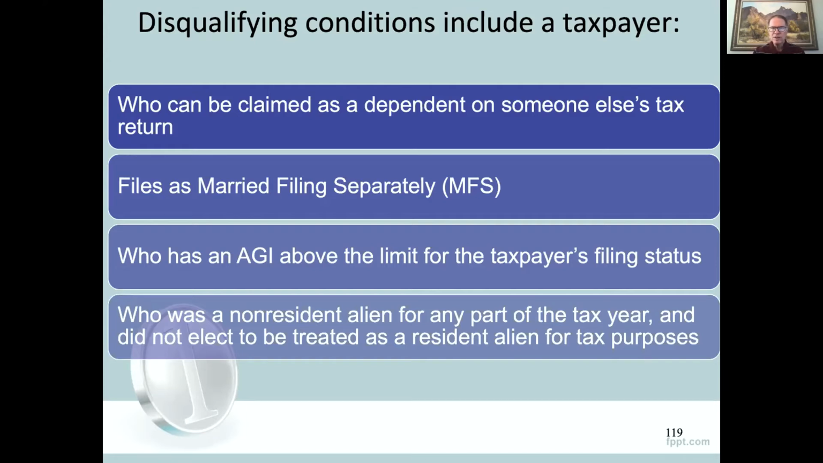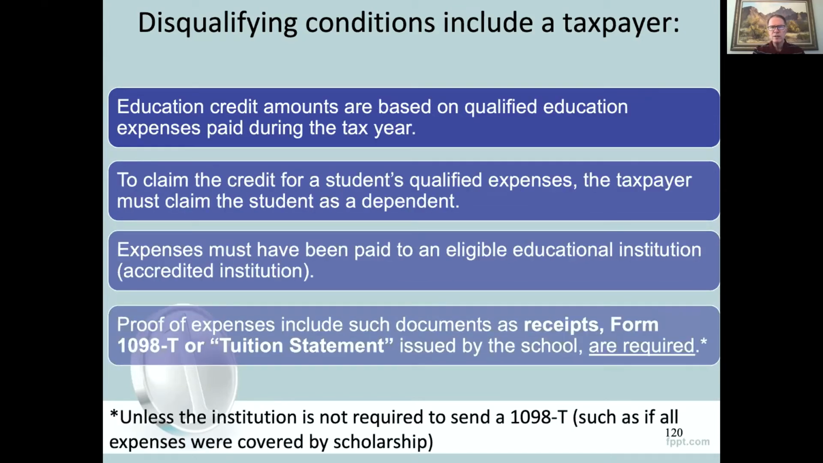And if you were a non-resident alien for any part of the tax year and you didn't elect to be treated as a resident alien, then you're out of the credit. So these are things that will disqualify you for being considered. Education credit amounts are based on qualified education expenses. To claim that credit, the taxpayer has to claim the student as a dependent. Expenses have to be paid to an eligible education institution. Proof of expenses, such as documents as receipts or Form 1098-T, the tuition statement issued by the school, are required.